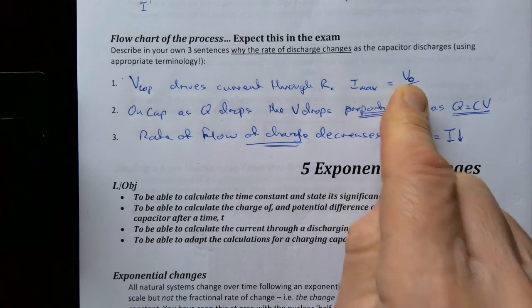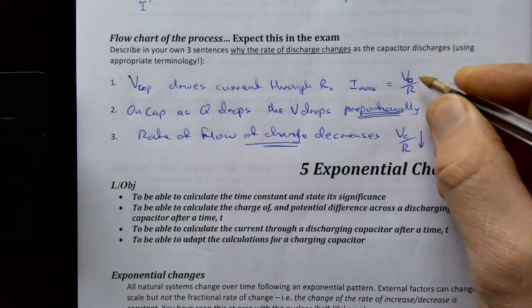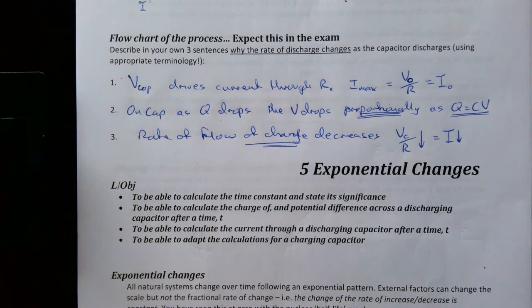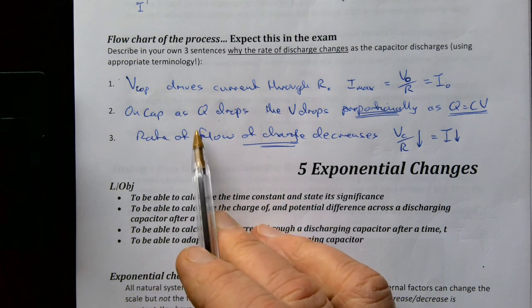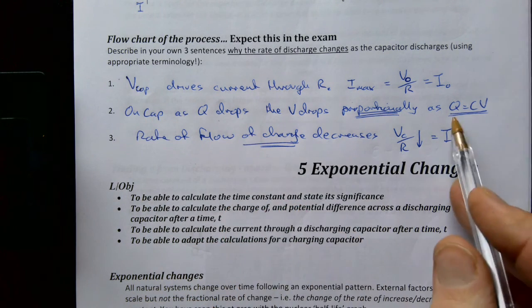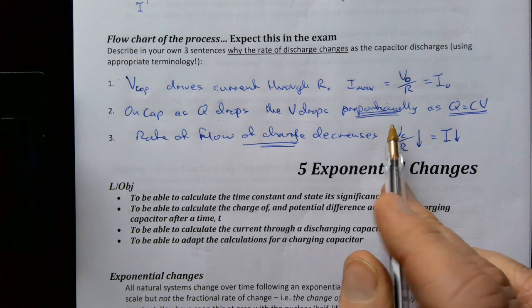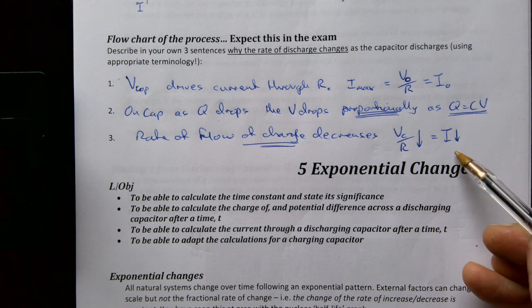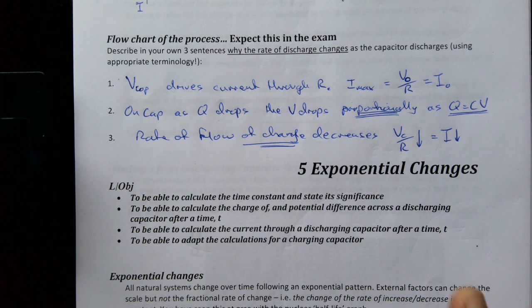Imax equals V0 over R. So think of V0 as V of the capacitor. Okay, so capacitor voltage divided by resistor will give you that. So at the maximum value, you'll end up with I0. Okay, as the capacitor discharges, as Q flows out, then because Q equals CV, V drops proportionally. Okay, and so because, again back to that equation, the capacitor voltage is now dropping, so the potential difference is less, so there's going to be less current, so the rate of flow of charge decreases. Okay, so cause and effect there is really nice and clear.